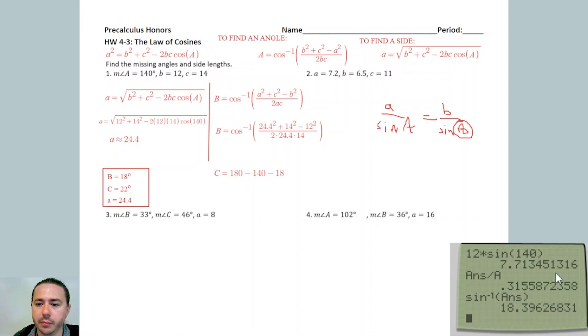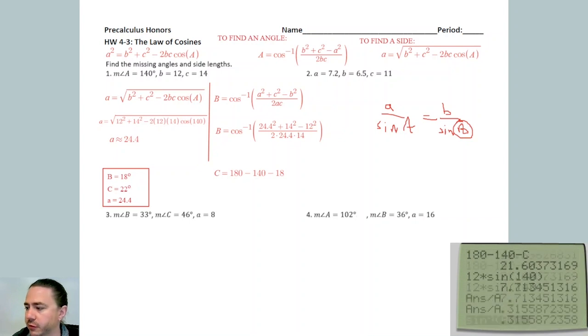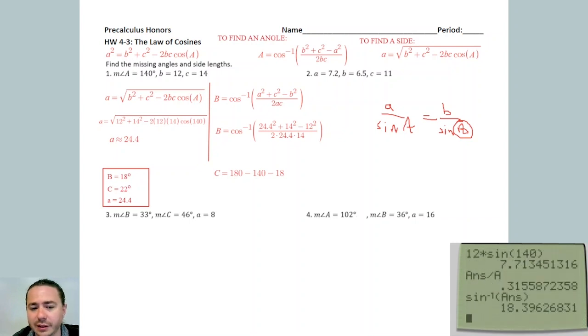And yeah, we get the same number, okay? 18.396, 18.396. So yeah, it doesn't matter if you use law of sines or law of cosines. If you like the law of sines better, then just do law of sines to get that angle measure. But I'm going to stick to law of cosines, at least for this video, just so that you can see how you would use a law of cosines to solve these.